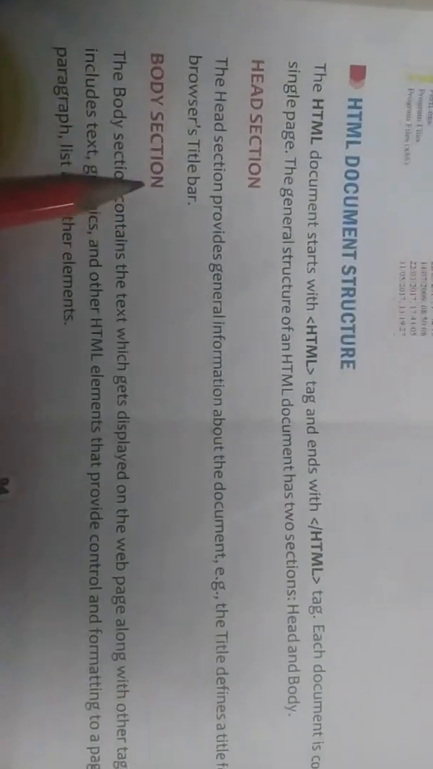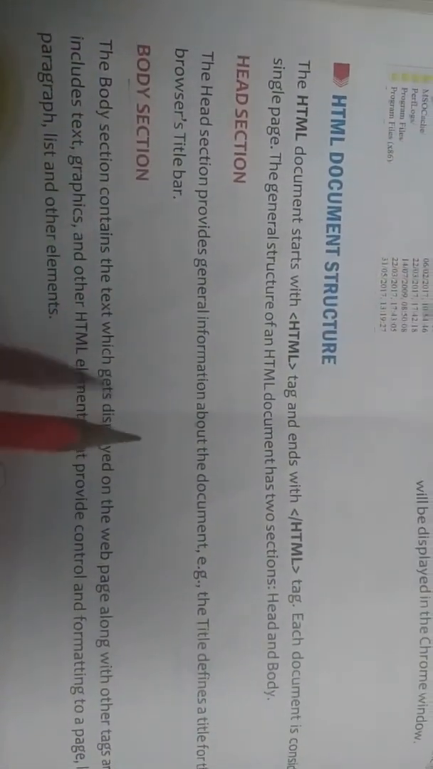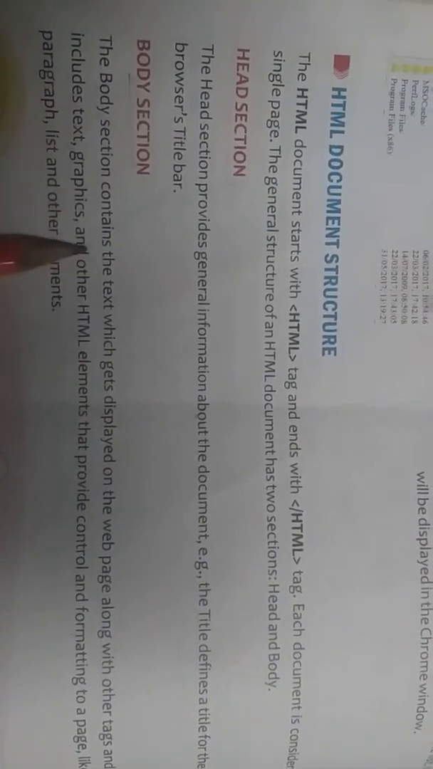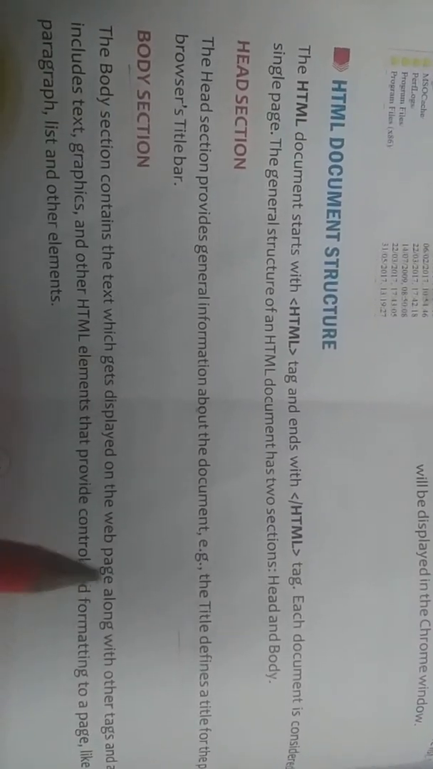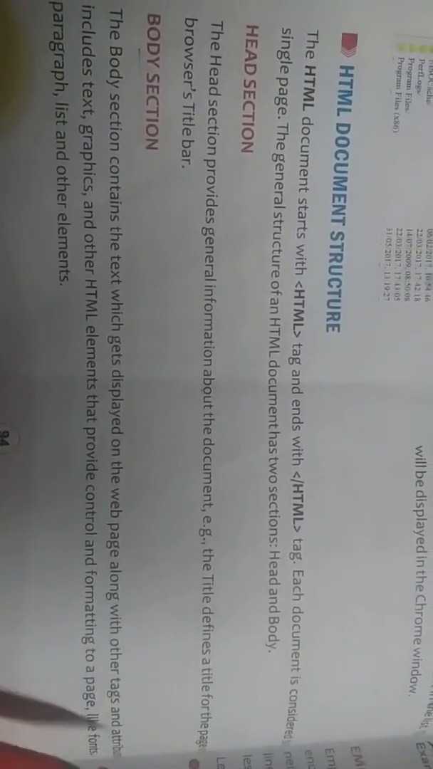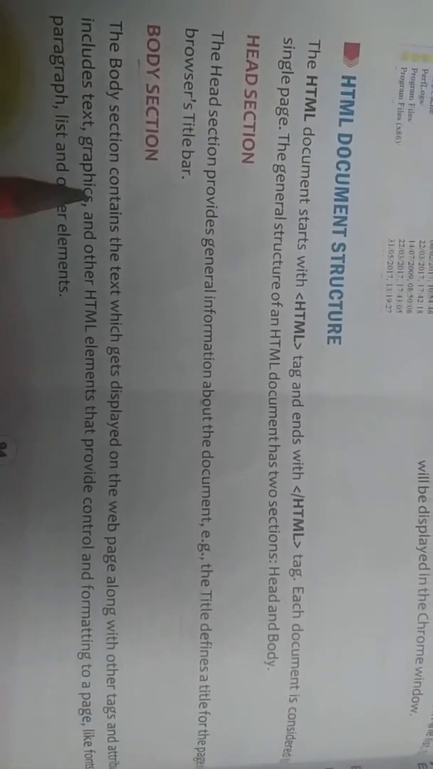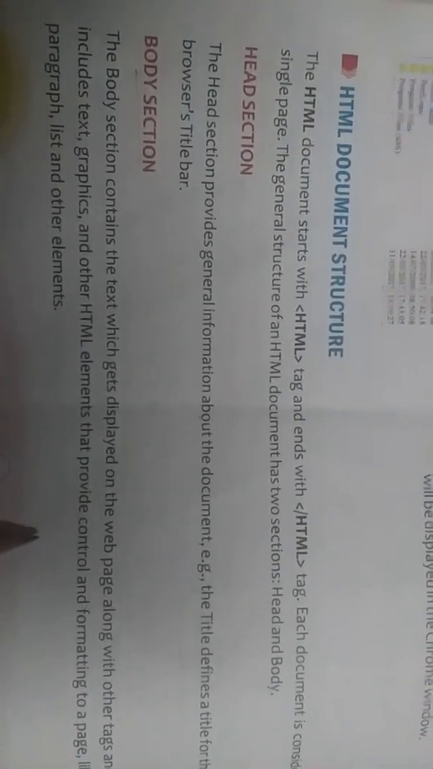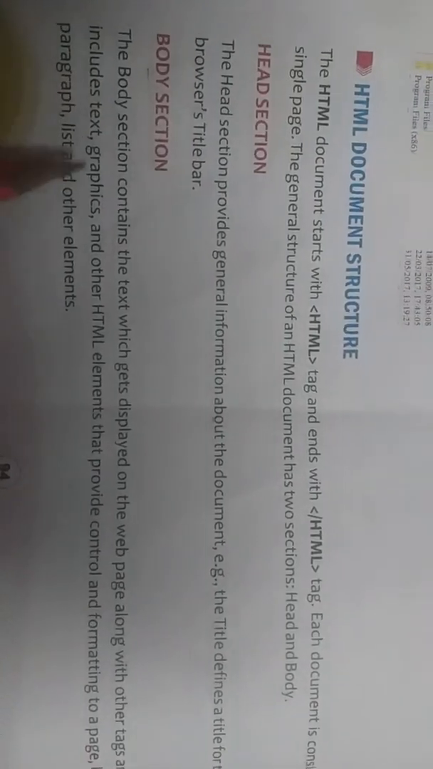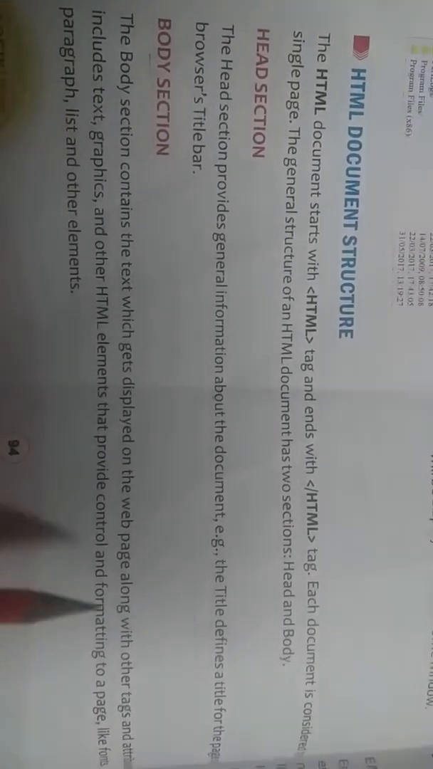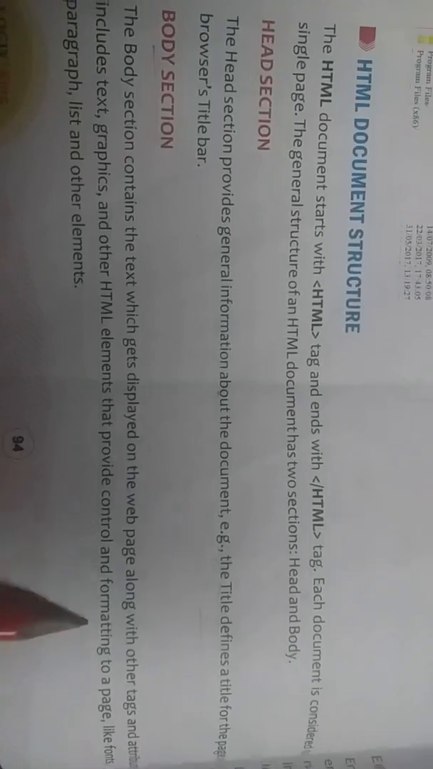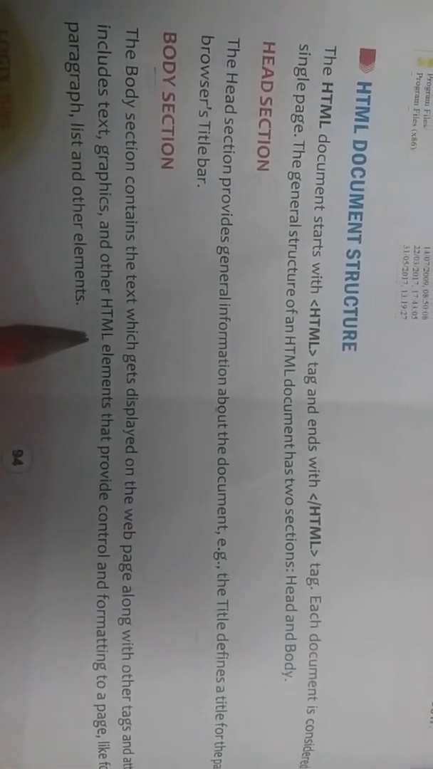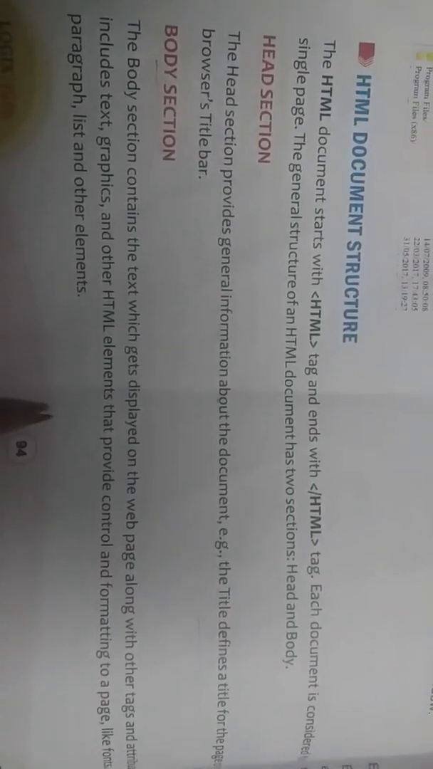Next one is the body section. So the body section will contain particular tags. Yes, the body section contains the text which gets displayed on the web page along with other tags and attributes. Inside it we will write text which will be displayed on the particular web page. Yes, and we can include text, graphics and other HTML elements also that provide controls and formatting to a page, like fonts, paragraphs, lists and other elements. Yes, other elements we can also include.